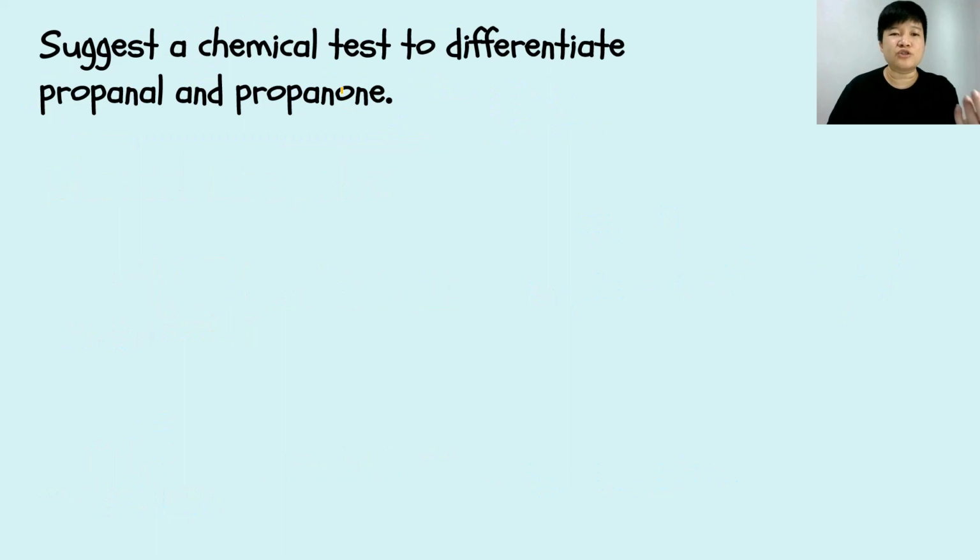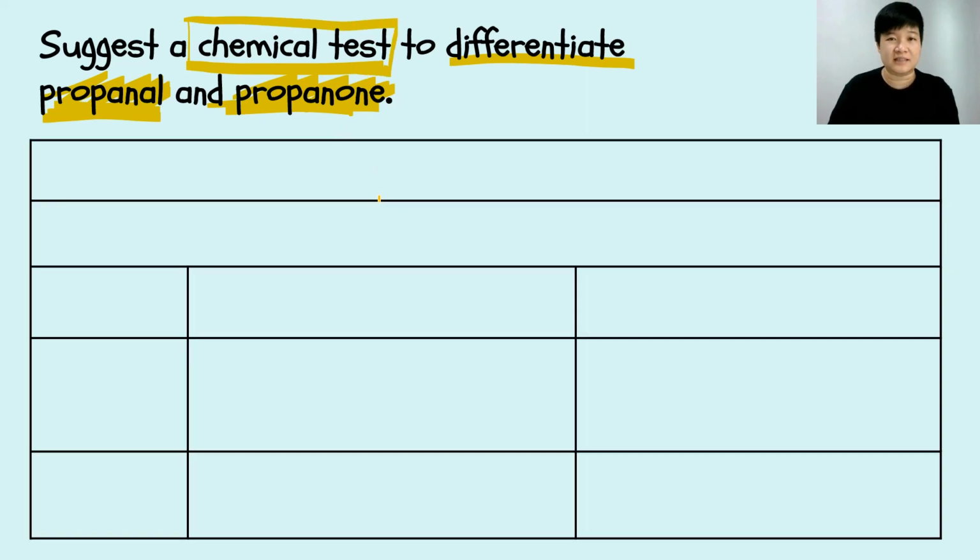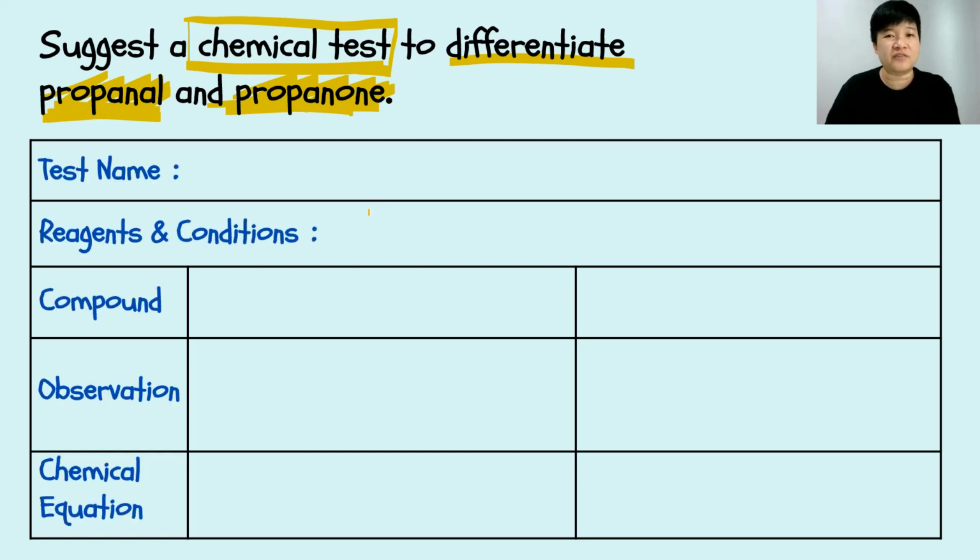Next, how do we use this chemical test? Obviously, this chemical test is used to differentiate aldehyde and ketone. So when the question asks you to suggest a chemical test to differentiate propanal and propanone, the only chemical test that should come to your mind is your Tollens test. And as always, guys, chemical tests you should always answer in a table. And your table will always have these 5 things.